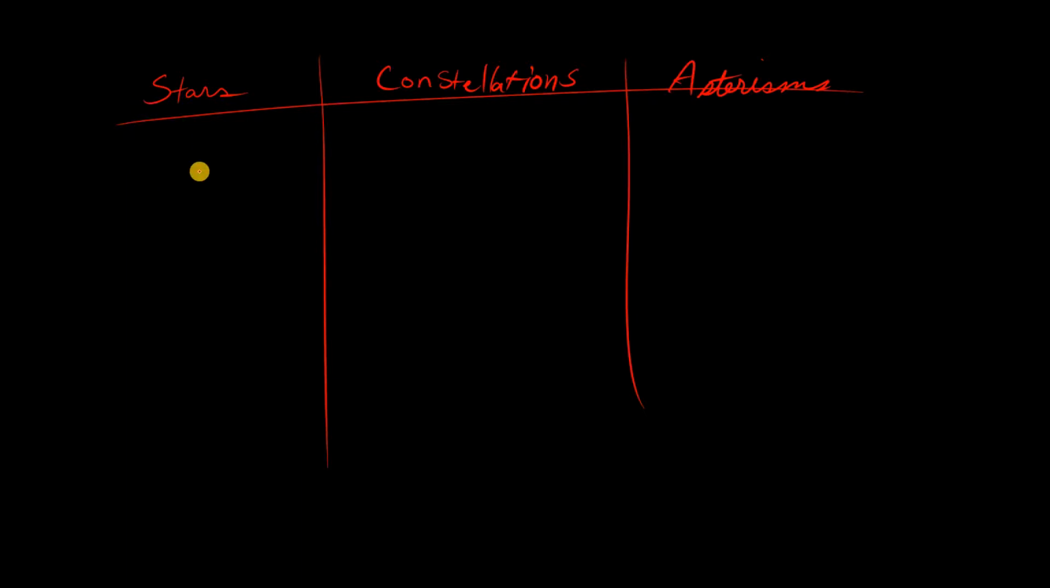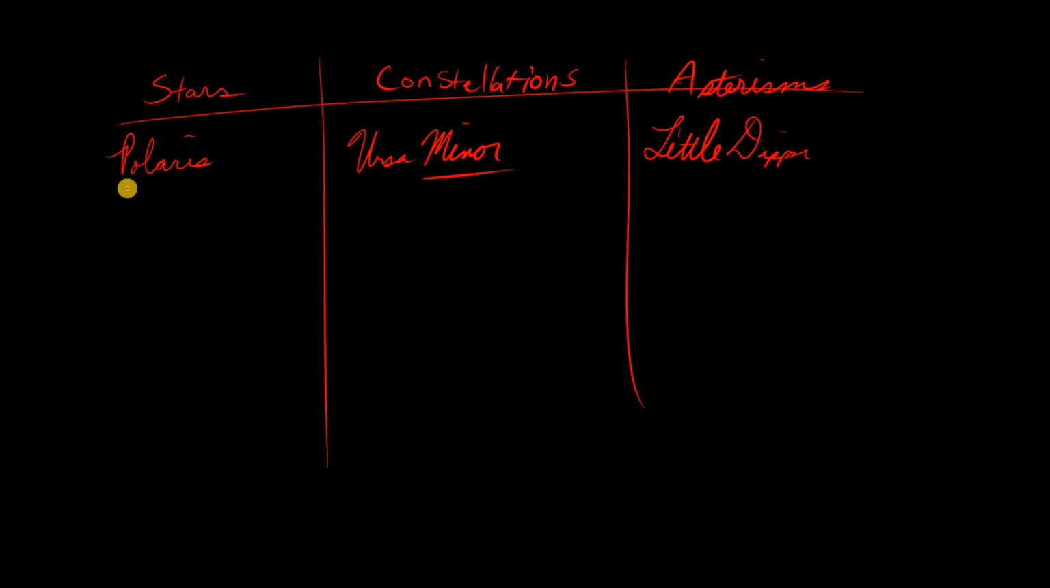The first one that makes sense is Polaris. Okay, so this is Polaris, and you should be thinking, all right, what constellation is it in? This is in Ursa Minor. Now if you were saying Little Dipper, no, that is the asterism, and so this is the Little Dipper. Okay, and so that's the first one.